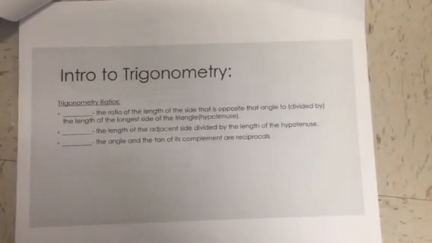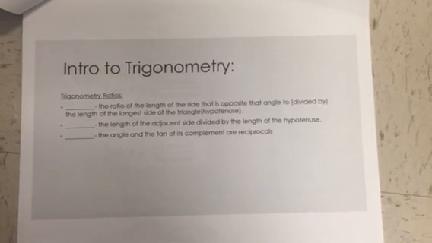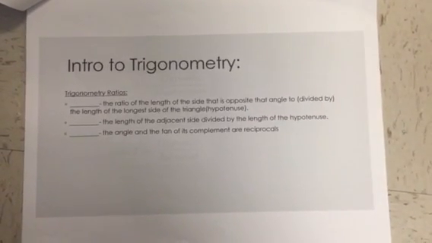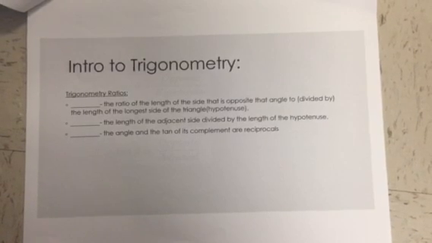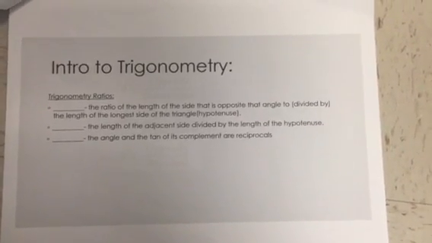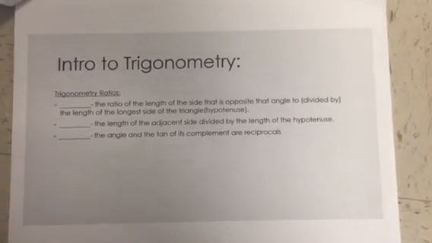Sine, the ratio of the length of the side that is opposite to the angle to the length of the longest side of the triangle. Cosine, the length of the adjacent side divided by the length of the hypotenuse. Tangent, the tangent of an angle and the tangent of its complement are reciprocals.